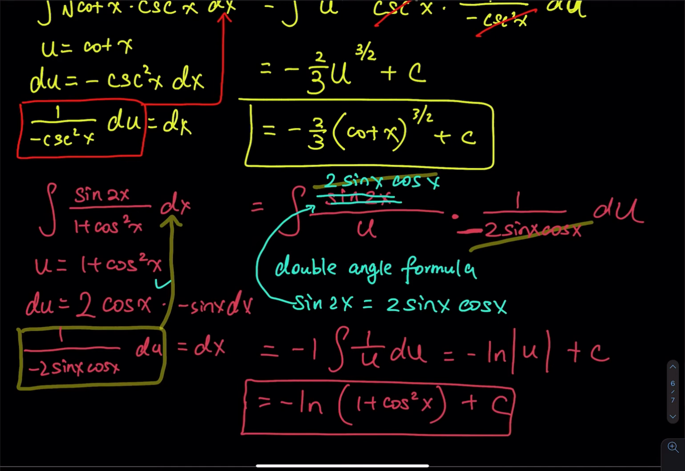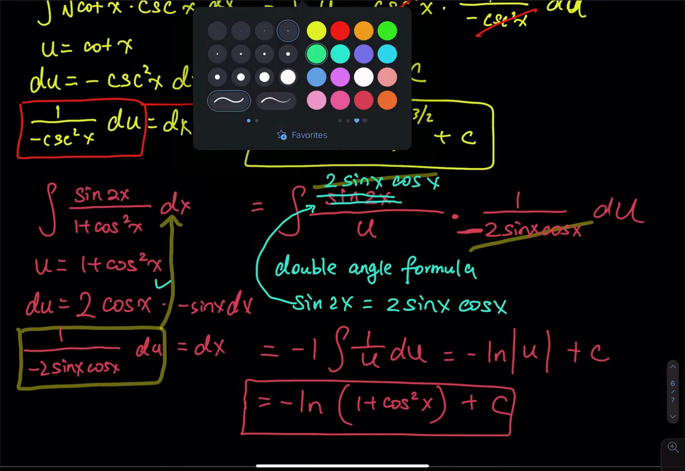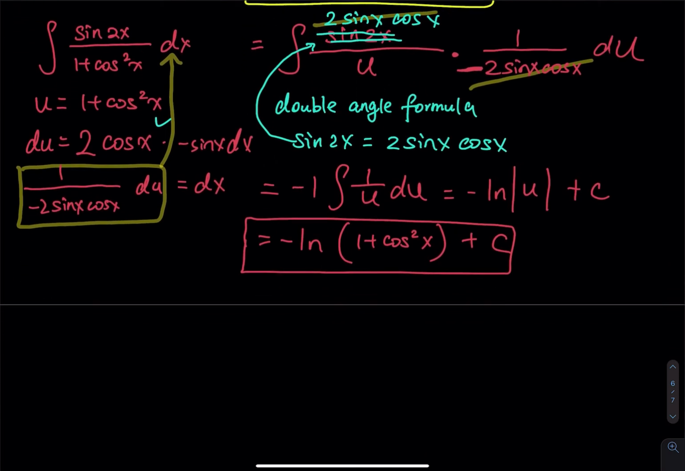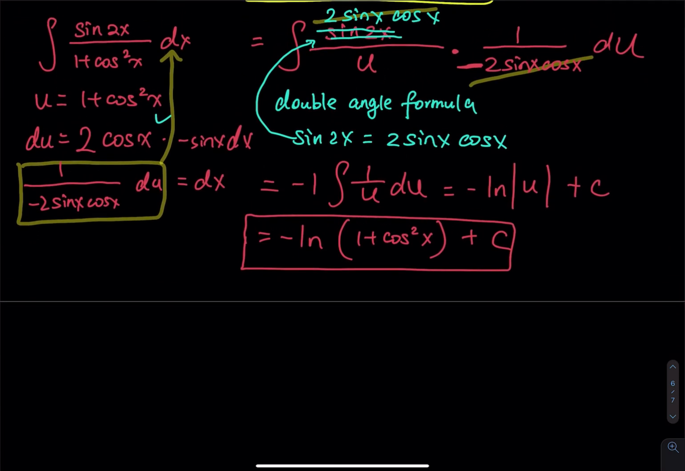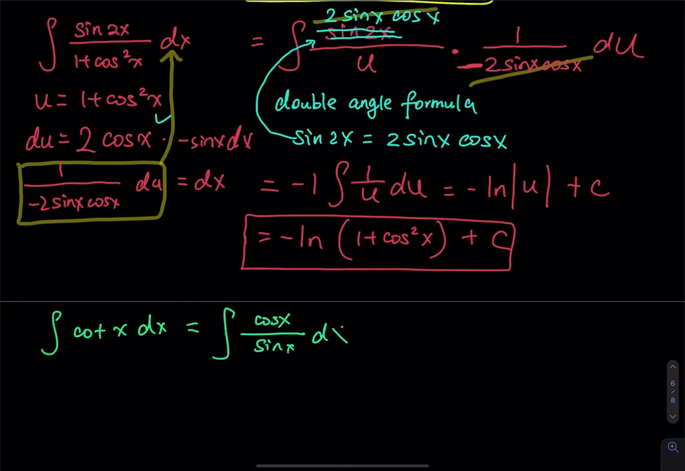The next one that I would like to discuss is the integral of cotangent x dx. Oh, you don't have to go back up because I will write the integral for you. So we have cotangent x dx. Wow. How do we do this? First, let's rewrite this. That is the integral of cosine x over sine x dx.